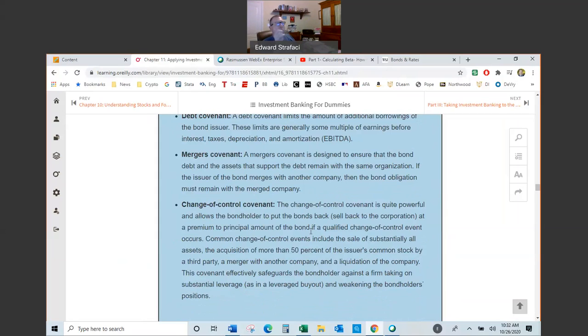Time Warner. Oh, I know. Time Warner acquired AOL, and it really hurt Time Warner stock. And at the time, Time Warner was a much stronger company. You have covenants to protect you against that. So generally speaking, you were allowed to sell the bonds back. But that all comes when you read the covenant.